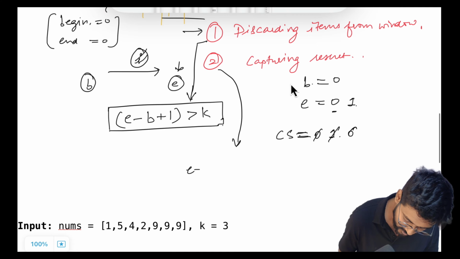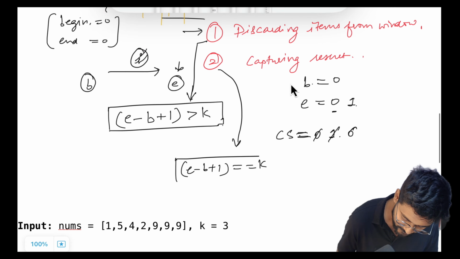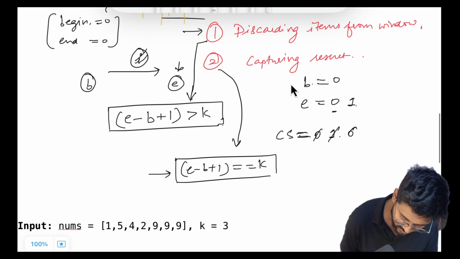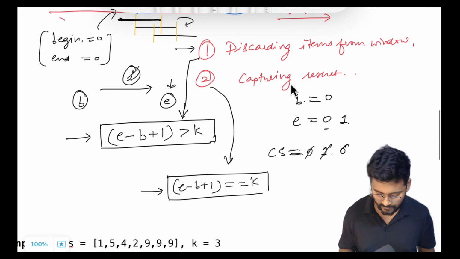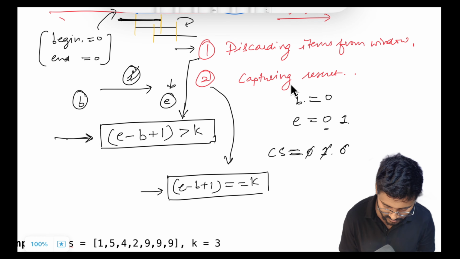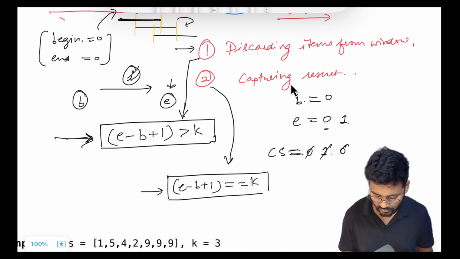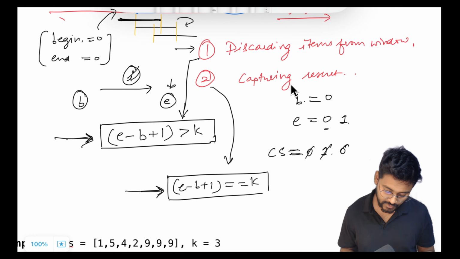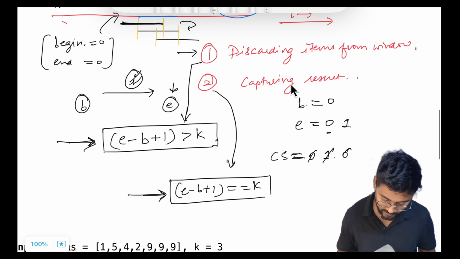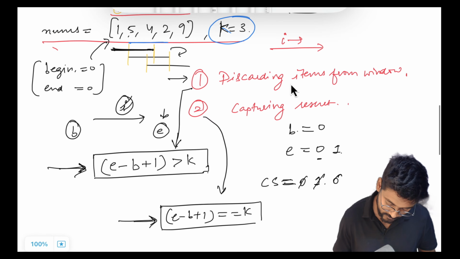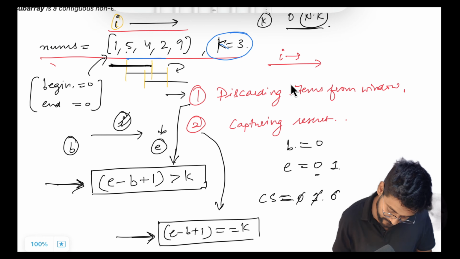And what is the current window size? Ending minus begin plus 1 is equal to k. If this expression is giving us true, we need to capture the result. And if this expression is giving us true, I need to discard values from the sliding window. This is all we have to do when we have this kind of problem. So let's make a dry run on this example.